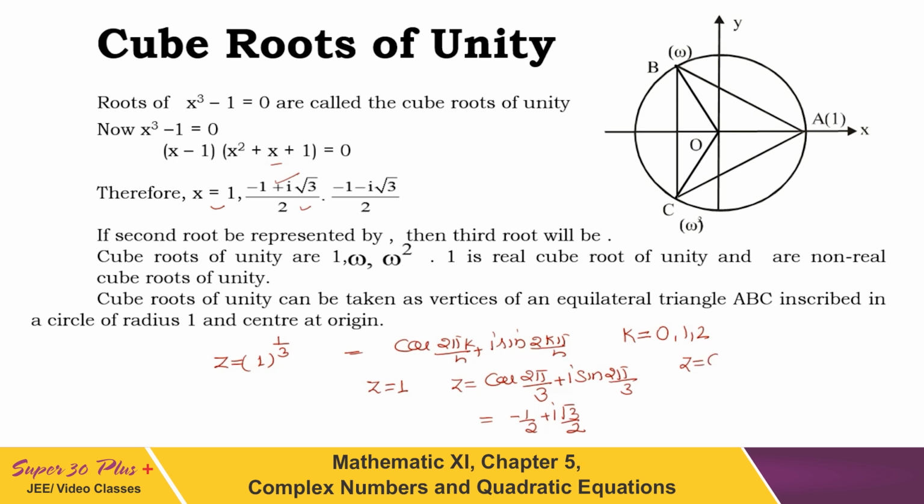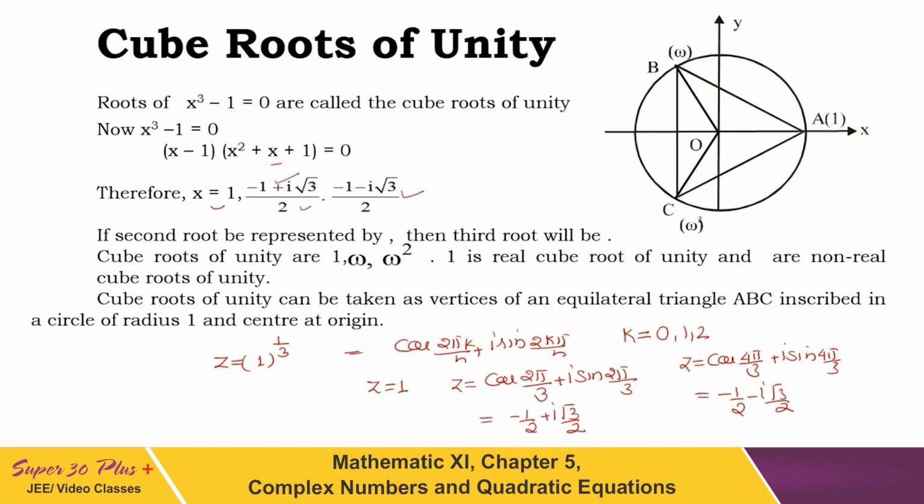Z is equal to cos 4π/3 + ι sin 4π/3. As we know, the value of cos 4π/3 is minus 1/2, and sin 4π/3 is minus ι√3/2. This is the third root.